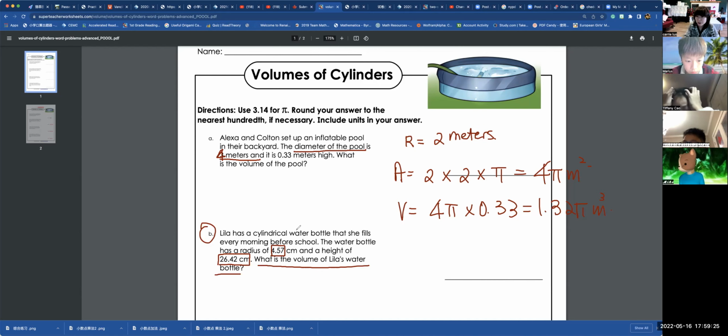I'm sorry, I cannot help you. But you know what? I'll help you a little bit. I make the number 4.5 centimeters, and this one 26 centimeters. Okay, I'm a good teacher, right? I'm such a nice teacher, right? Okay, so I make it easier for you to calculate.